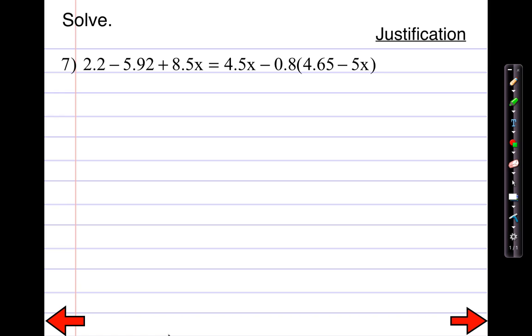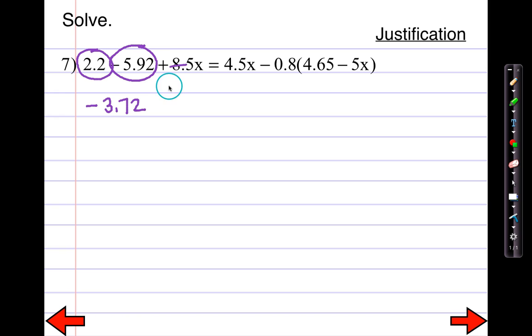Okay, so now it's my final one. I'm going to go ahead and show you number 7, and then number 8 you're going to try by yourself. So for number 7, on the left-hand side, I'm noticing I can combine like terms. So I'm going to combine 2 and 2/10 with a negative 5 and 92/100. I definitely see there's more negatives. How many more negatives are there than positives? Well, if you do the math, that's going to be 3 and 72/100.